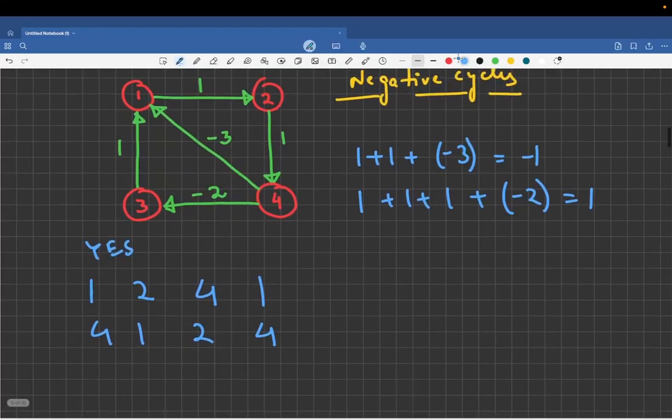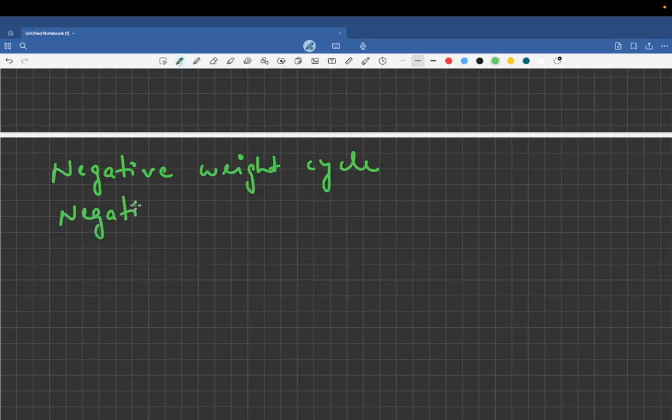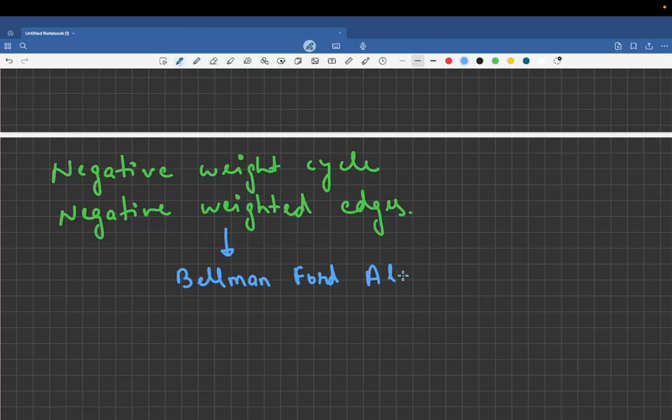Now how can we solve this? Whenever you get negative weight cycles, or in problems you get negative weighted edges, one algorithm that should come to your mind is the Bellman-Ford algorithm. This is something that should come to your mind.